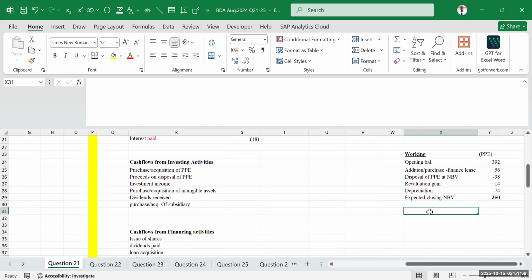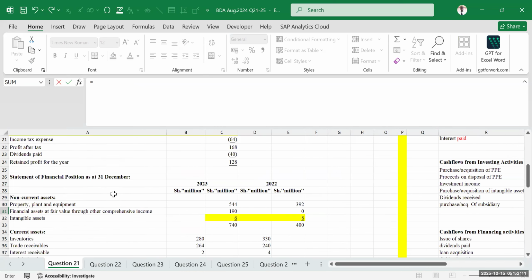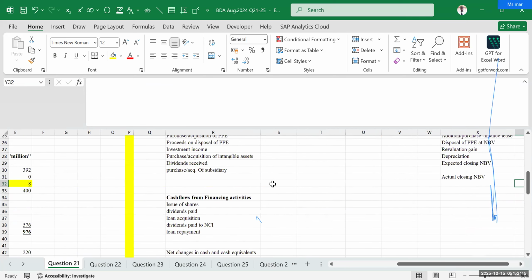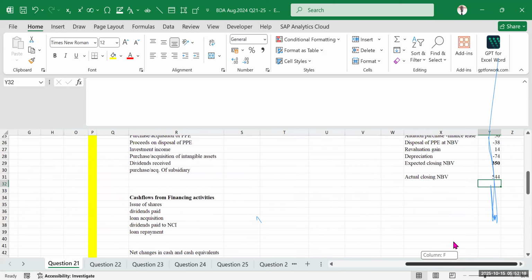So I would write here the actual closing net book value, which we are comparing it with. Opening, adjusted, then we compare with the closing. So what is the closing? The closing net book value is here as 544, given in the statement of financial position. You're able to see that.